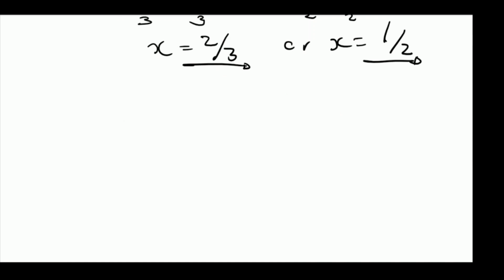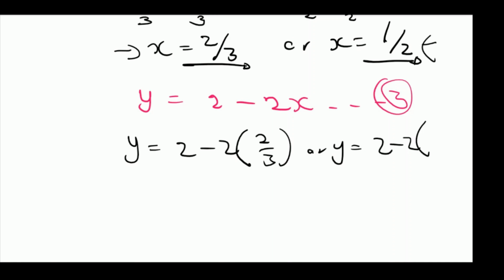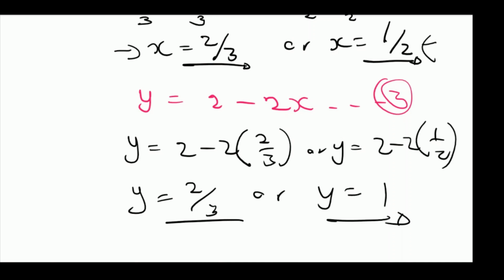Remember that your equation of y is equals to 2 minus 2x, which is your equation 3. So what we're going to do is we're going to say y equals to 2 minus 2 into, then we substitute this x here, which is 2 over 3. Or y equals to 2 minus 2 into, we substitute this x here of 1 over 2. Then we have y equals to 2 over 3, or y equals to 1. So these are our solutions of y, and these are our solutions of x.